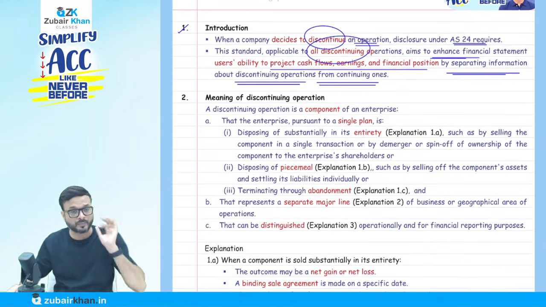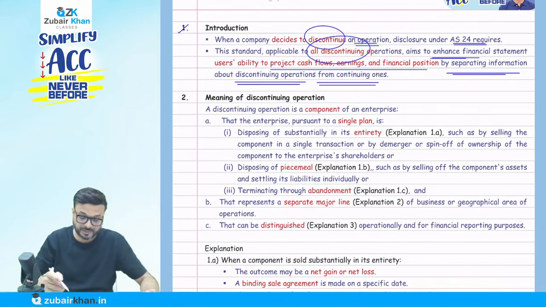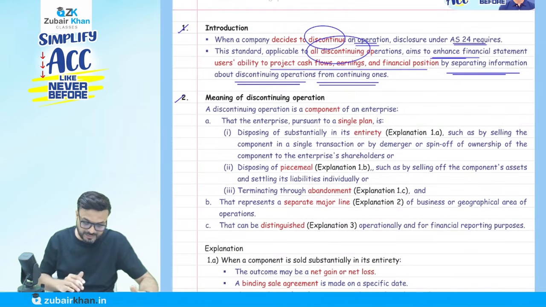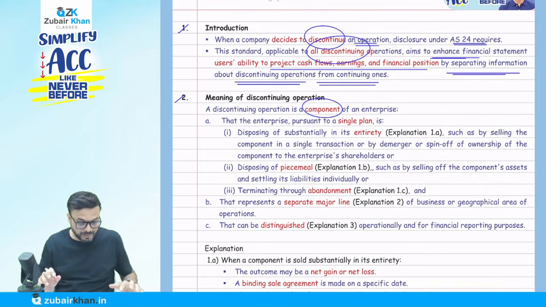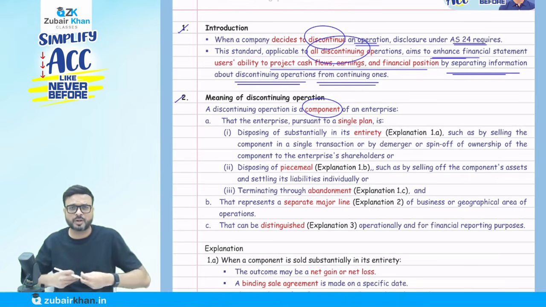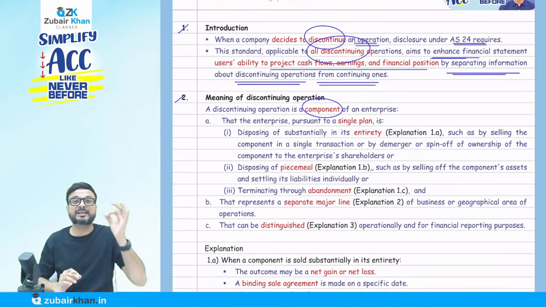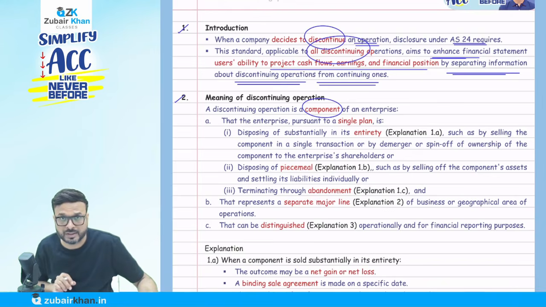Now, the first point is what do you mean by discontinuing operation. They say a discontinuing operation is a component. What do you mean by component? Component is a broader term. Component means it might be a location, a product, or a group of services. Discontinuing operation is a component of an enterprise.